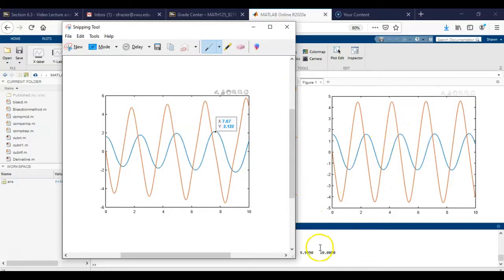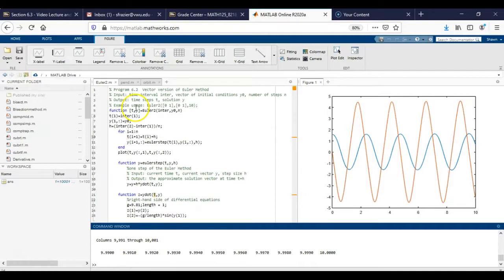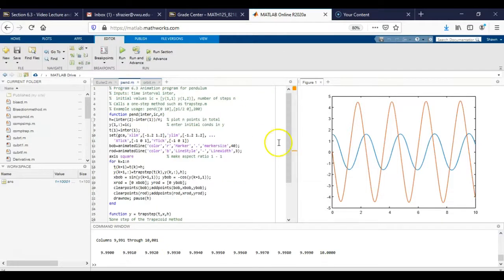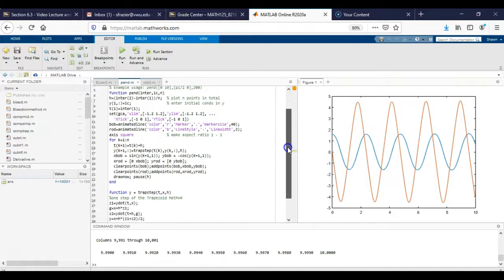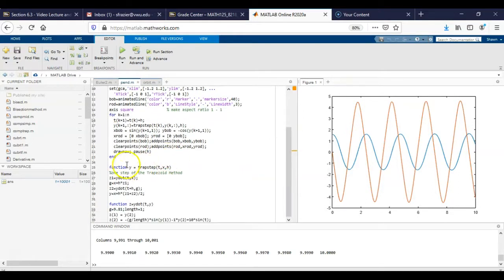I've also given you an animation of this. It's called Pend. There's a lot of coding that goes into the animation, so I'm not going to make you do that yourself. This is given to you. Here we're using the trapezoidal method to do that. Here, this last function is the differential equation again. So that's the damped one. So here's our differential equation.